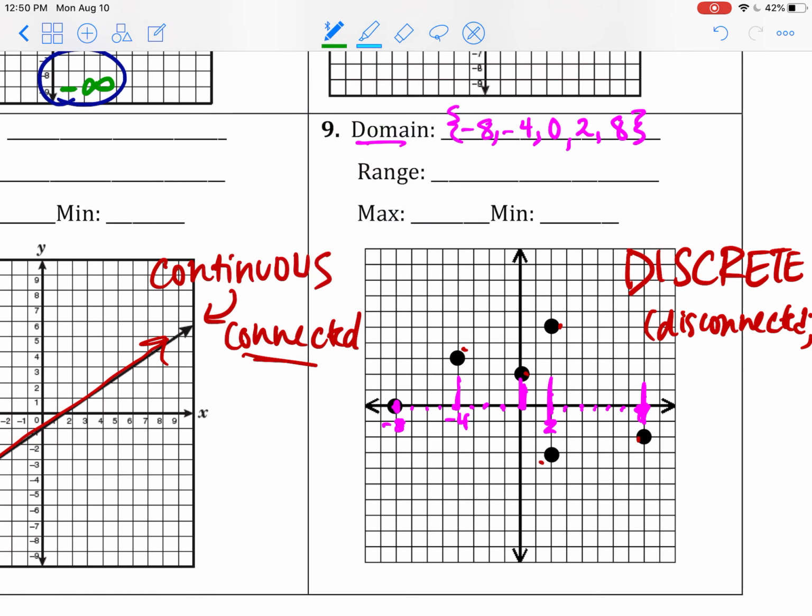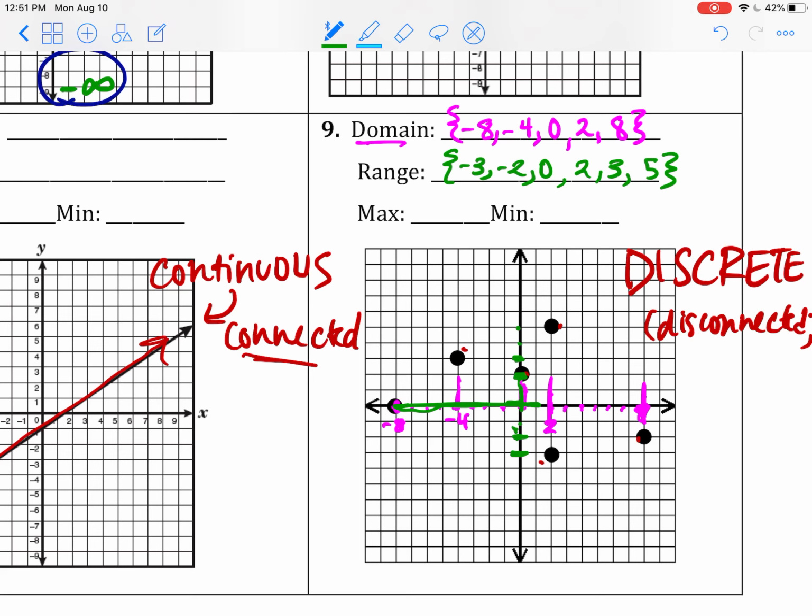We're going to do the exact same thing for the range. This time you want tunnel vision from bottom to top. So we have -3, -2. I'm going to go ahead and start writing these down. We have a 0 right here. We have a 2, a 3, 4, and a 5. Just listing the y values.